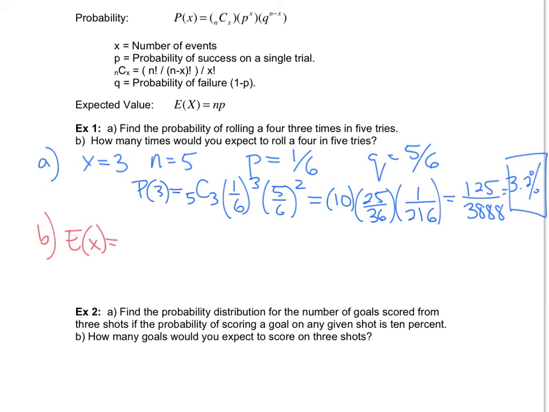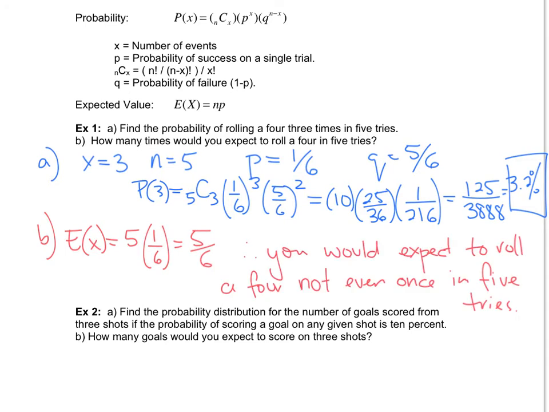So our expected value in this case is going to be 5 times 1/6, which is 5/6. Just as a reminder, your expected value in a binomial distribution represents the number of successes you would expect in n number of independent trials. So in this case, you would expect to roll a 4 not even once in five tries, since your expected value is 5 out of 6, which is not even 1.